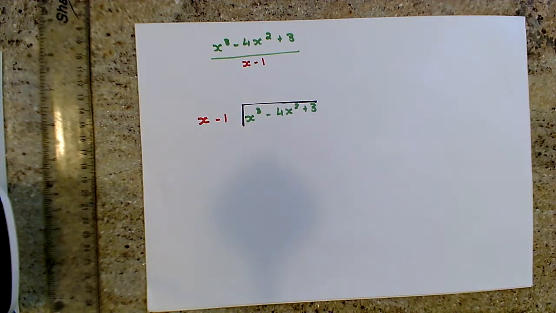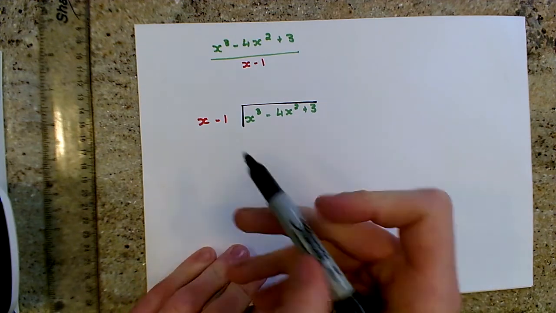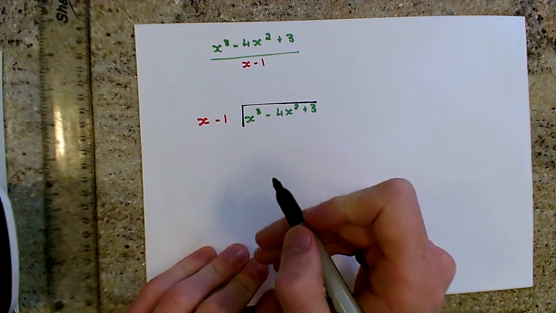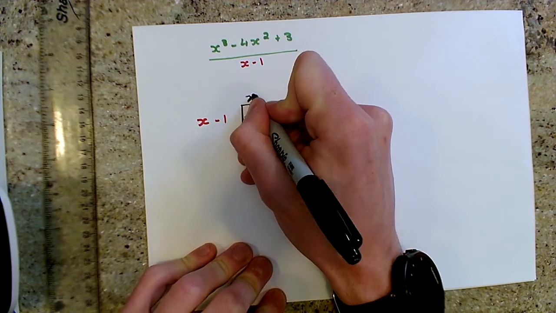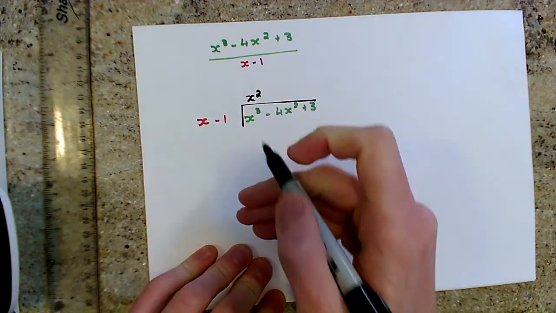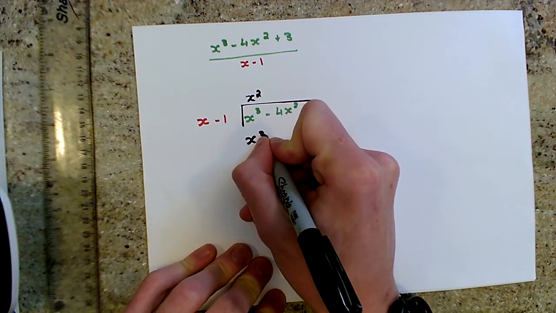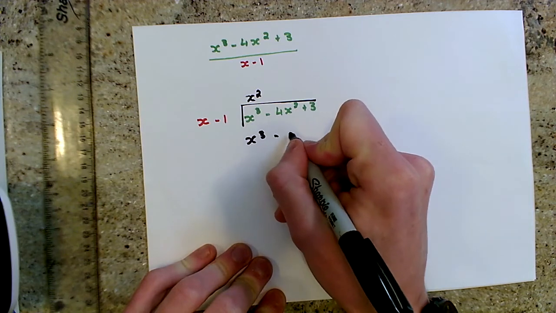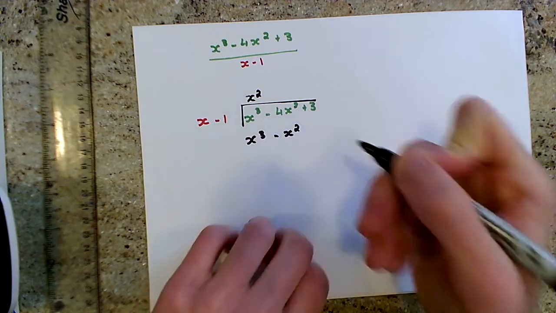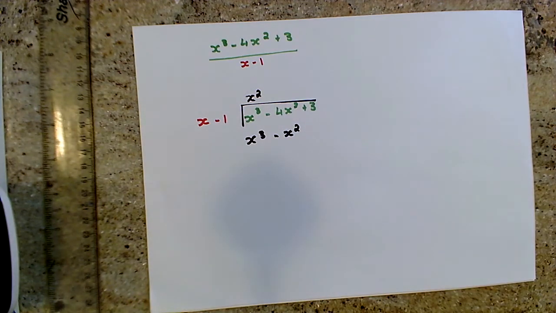So now we start again, obviously working from left to right. We're considering x goes into x cubed how many times, or what should I multiply x by to give me x cubed? Well, that would be x squared. So x times x squared would give me my x cubed, minus 1 times x squared would give me minus x squared. Alright, and now I think about how I might be able to cancel these.